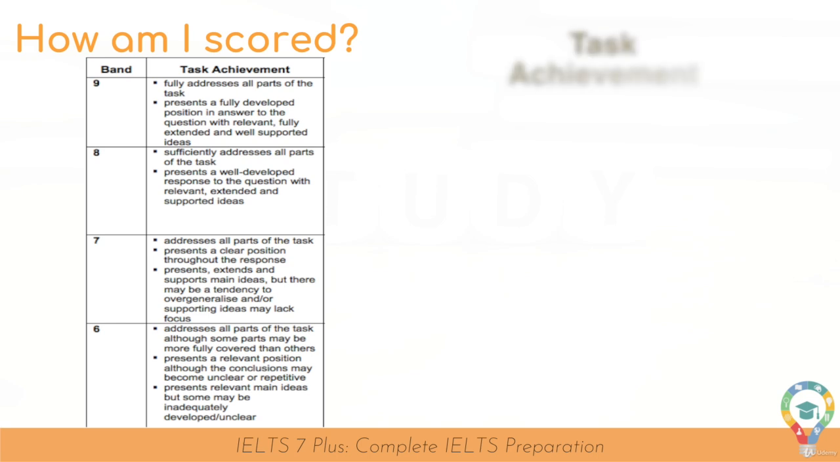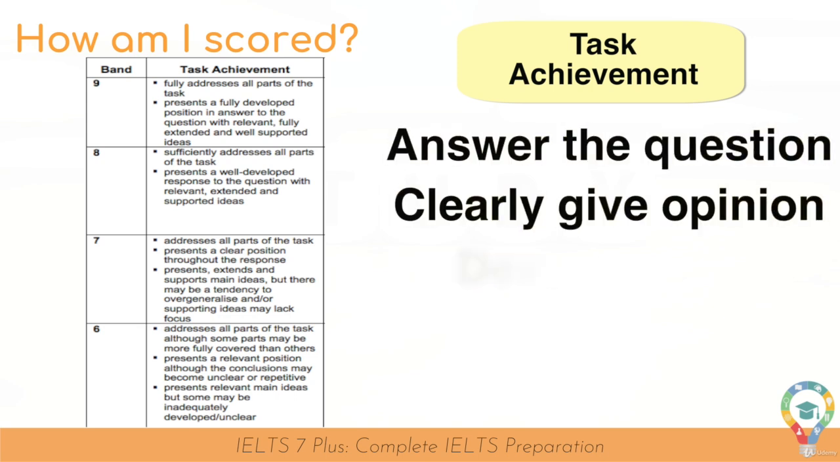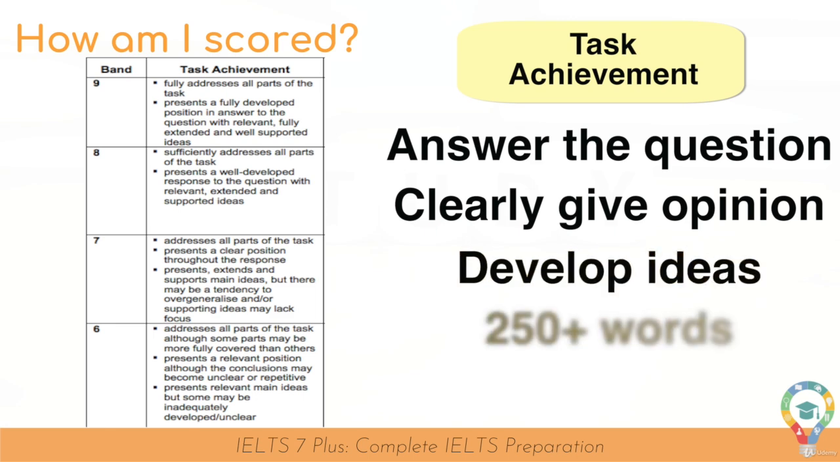Okay, so what do you need to do to score highly in task achievement? To put it simply, you need to fully answer the question that you have been given. A lot of students make the mistake in only answering a part of the question or not clearly giving their opinions. You'll also score higher if you develop and fully explain your ideas. You can give relevant examples to clearly illustrate your thinking.